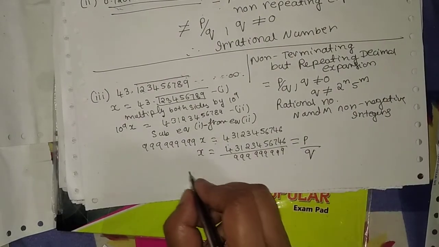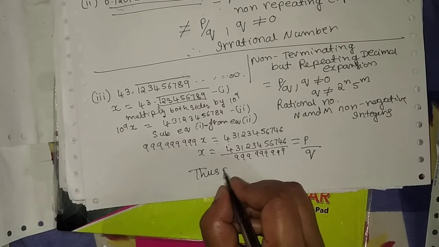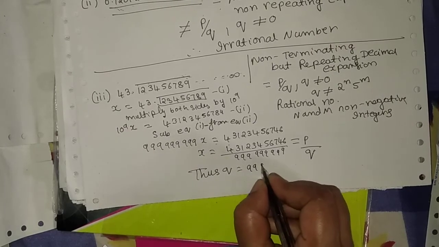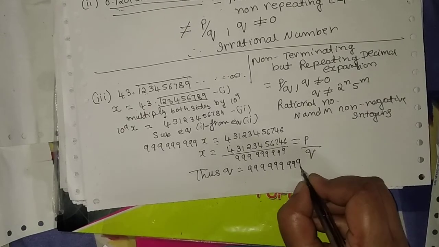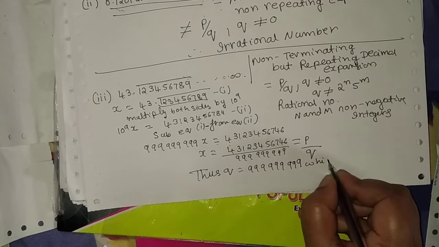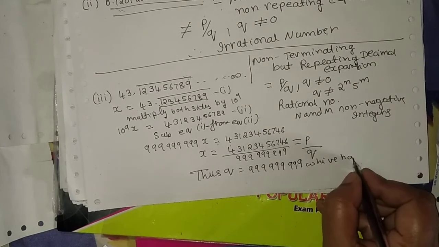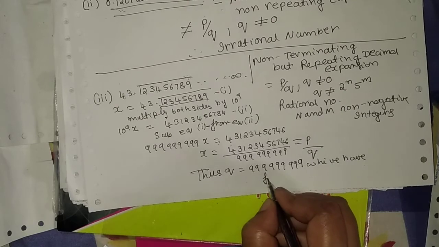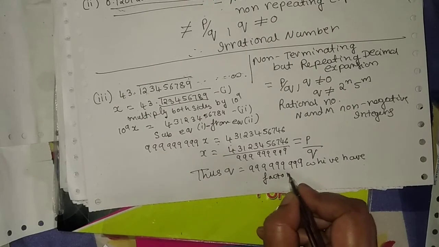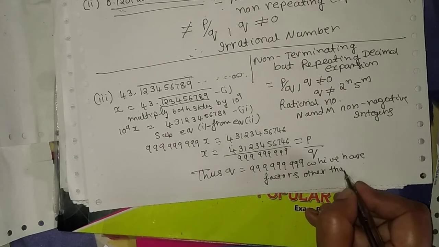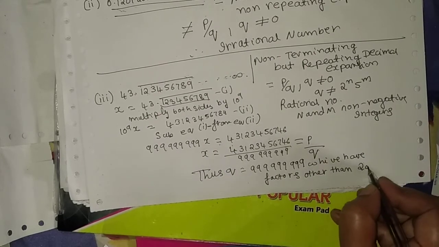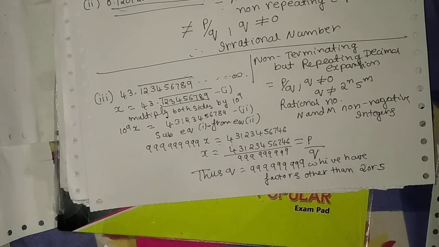So thus, finally we write Q is equal to 999, that is 9 nines, which has factors other than 2 or 5. So this is the solution for the last problem. This completes the exercise 8.4.